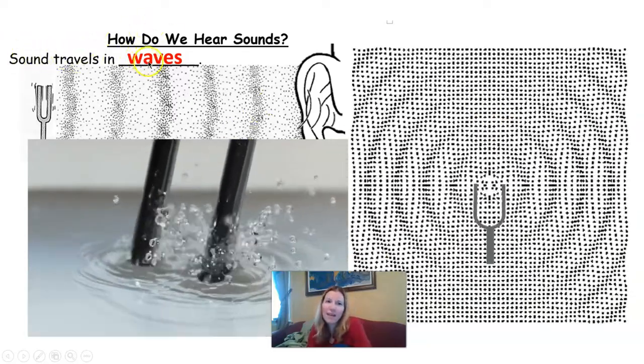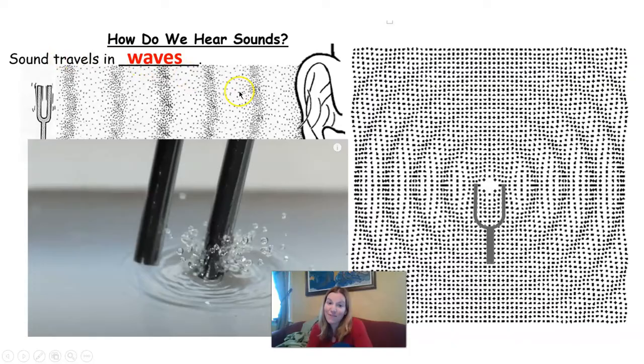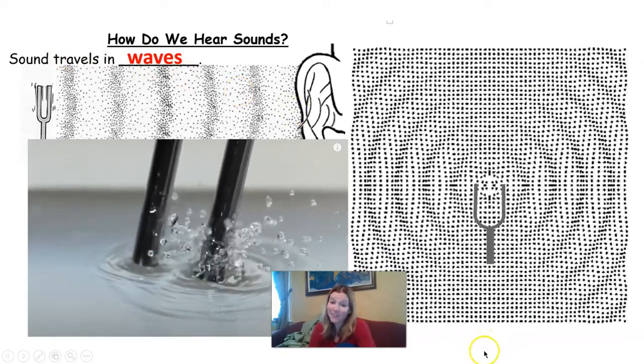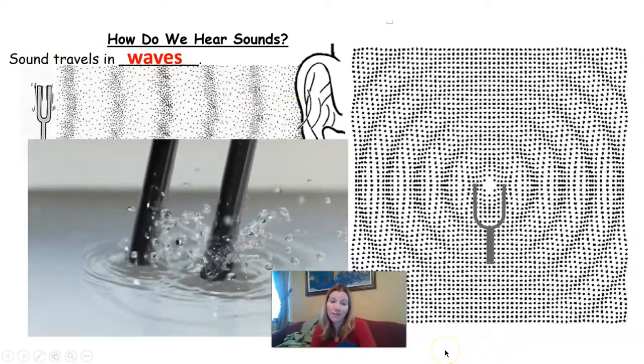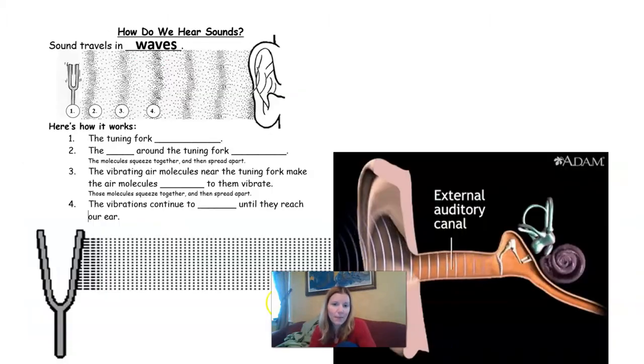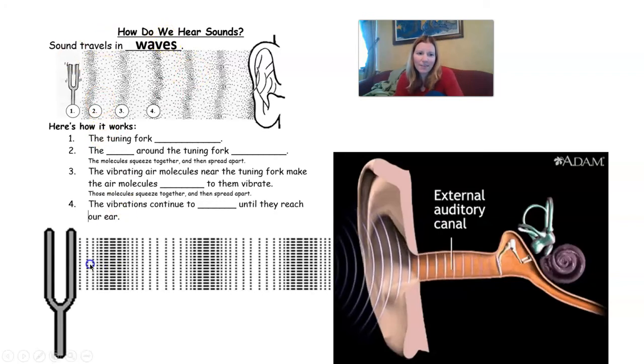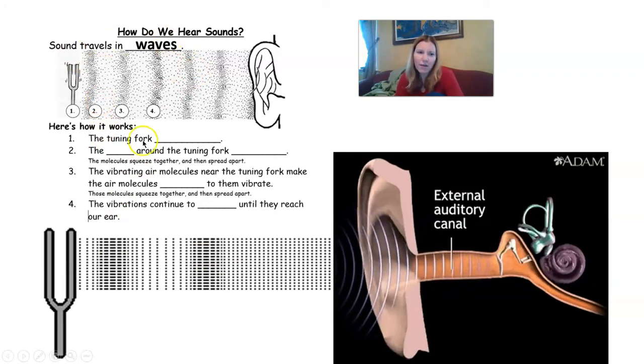But in your notes, we came up with that big idea that sound travels in waves. And we're going to spend a whole lot of time in this unit studying different types of sound waves and how those waves look different to make different sounds. So that brings us to how we actually hear things. So if sounds travel in waves, how do those waves actually reach your ear?